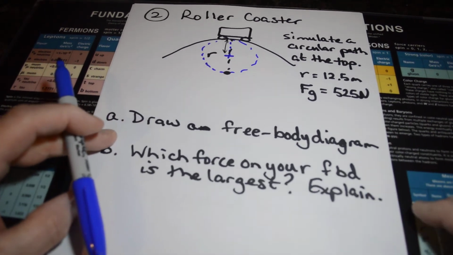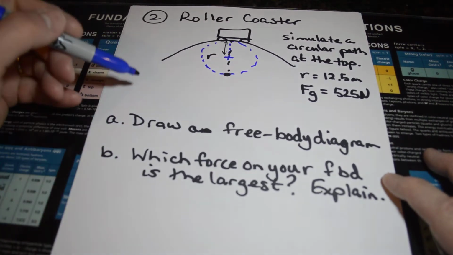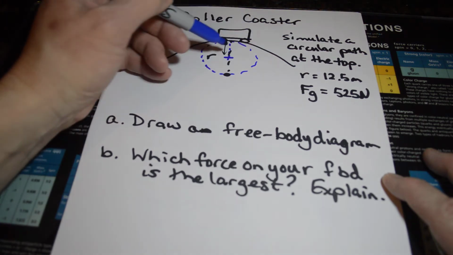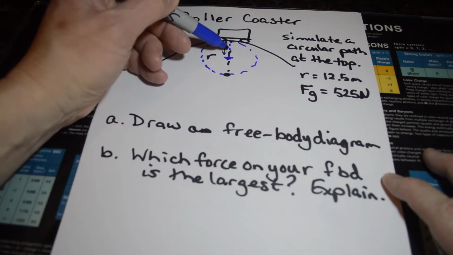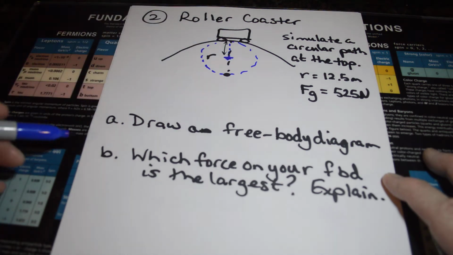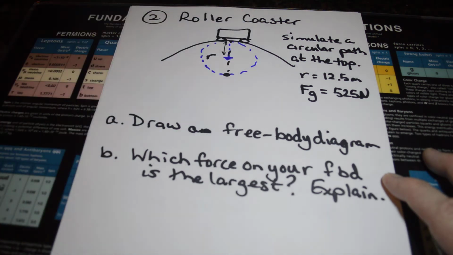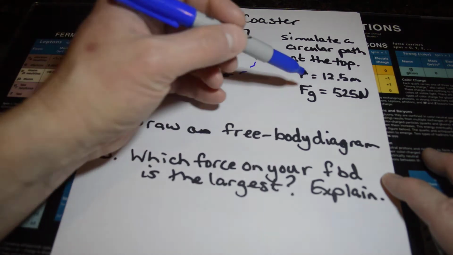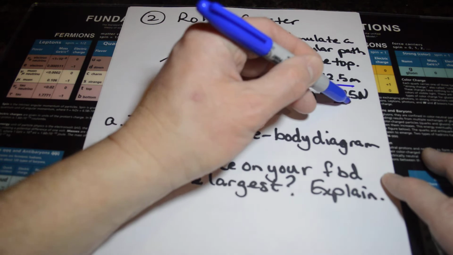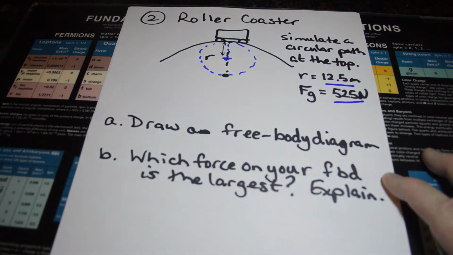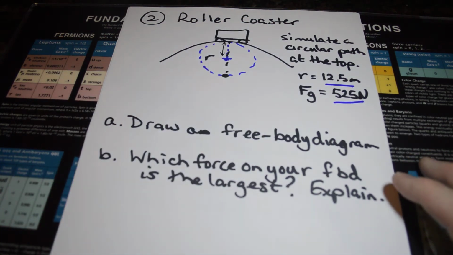This one has to do with a roller coaster. You're simulating the top of the circle. The circle is this one right here. Radius would be from the top all the way to the halfway point. So we're simulating that as we go into the top of the circle. The radius of the path for this would be 12.5 meters. And the force due to gravity, the weight of the object, is known to be 525 newtons.